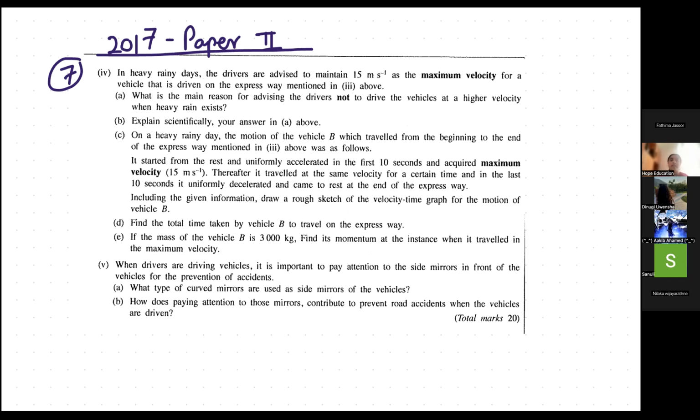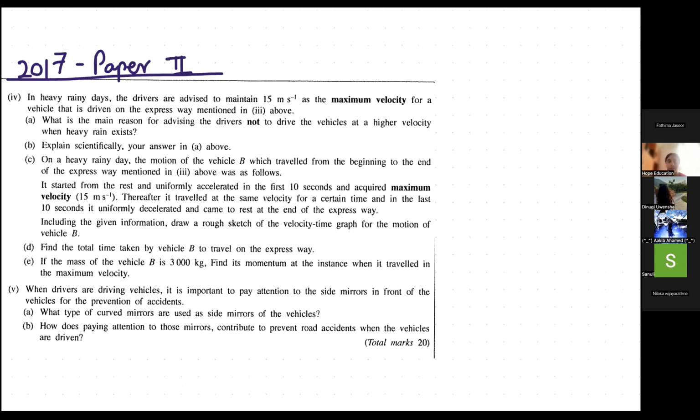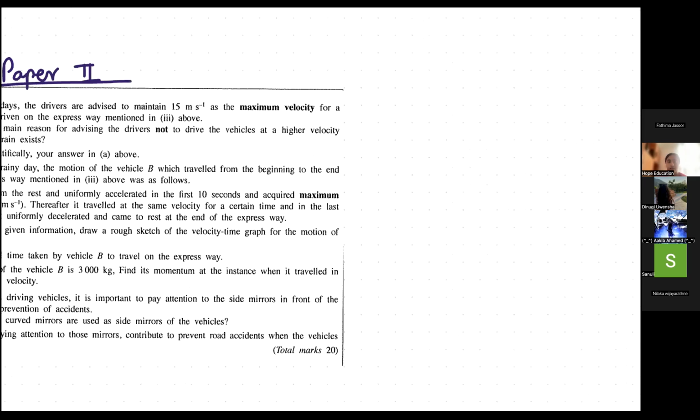Yeah, to prevent accidents, to prevent vehicle clashes, to prevent the vehicle from slipping away, or to prevent road accidents. You can put something like that. To prevent road accidents, or to prevent the vehicle from skidding or slipping, or to prevent the vehicles from clashing. You can put something like that.